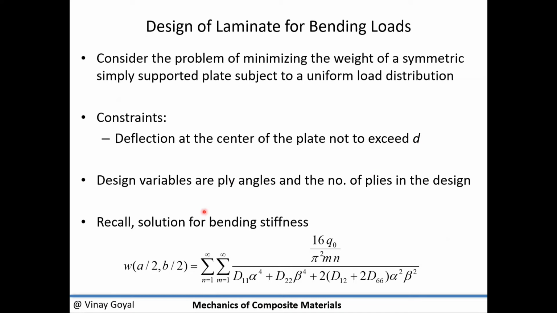So recall that the solution for bending stiffness, or for the deflection at the center of a plate, can be found to be this. And this was discussed in the previous lecture, classical plate theory, in which we examined the solution for this. Q is a uniform load in this example. M and N are from this summation symbol. And then we have D11, D22, that come from the D matrix. And then the alpha is defined in terms of M, pi, and so forth.